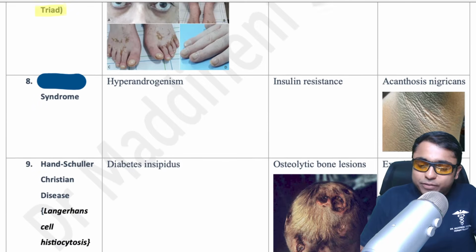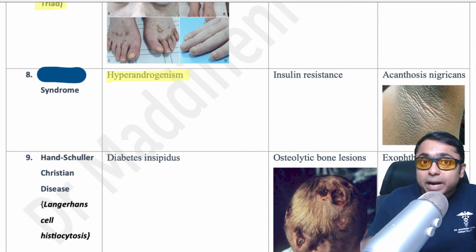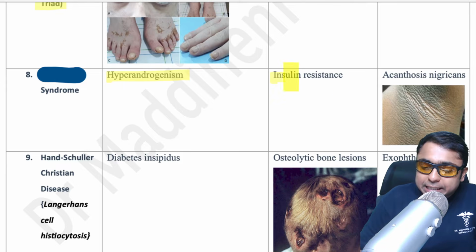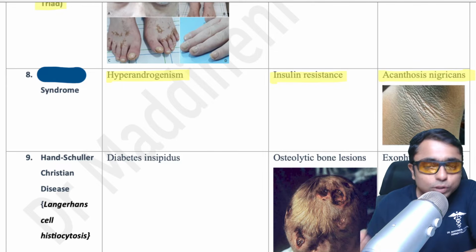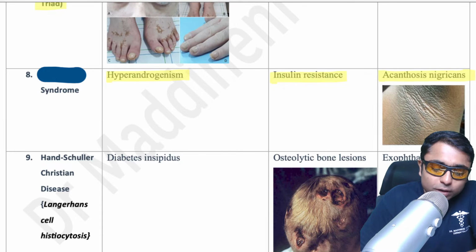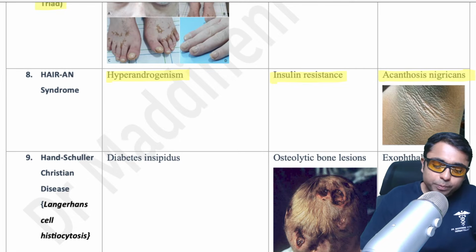So next I will give you the clue. You need to tell me what is the name of this syndrome. Patient is having hyperandrogenism in the blood, and there is insulin resistance, and also there is acanthosis nigricans, that is velvety texture present in the skin folds. So what is the syndrome? If you have thought of the answer as HAIR-AN syndrome, you are absolutely correct. Very good, very good.